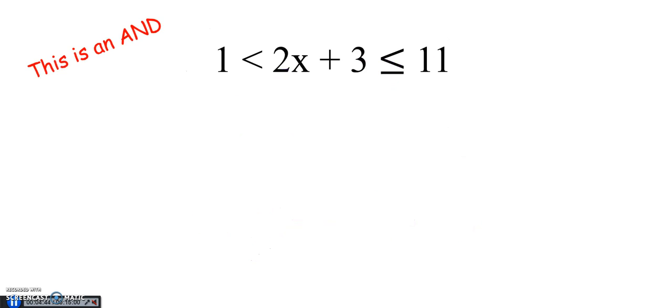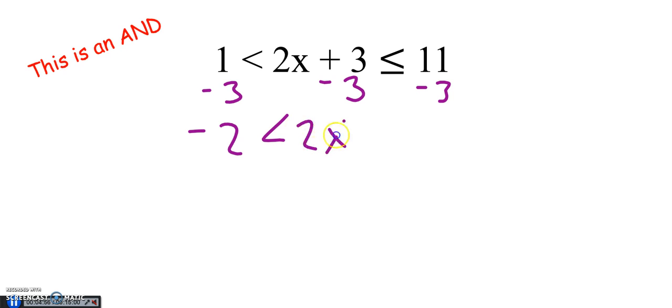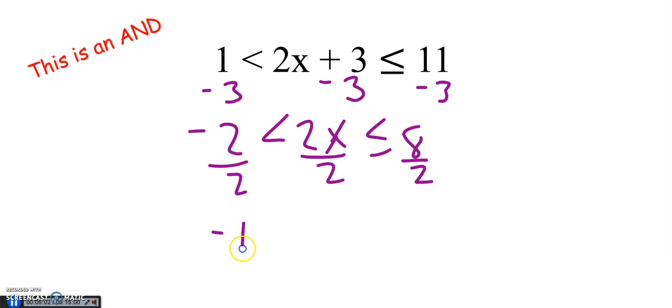And then our last one, this one's an and, but we can solve it all at one time. So we're going to solve for x in the middle. So that means we're going to subtract 3, but we're going to subtract it from all 3 parts this time. So that leaves us a 2x in the middle. And we're going to divide everything by 2, all 3 parts. So negative 1 is less than x, which is less than or equal to 4.